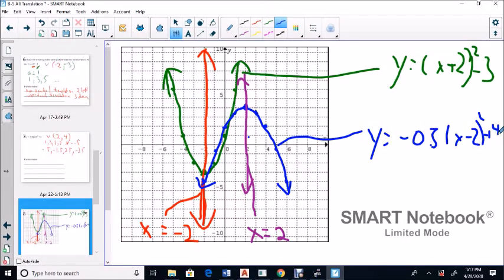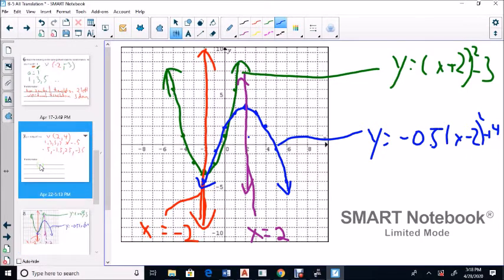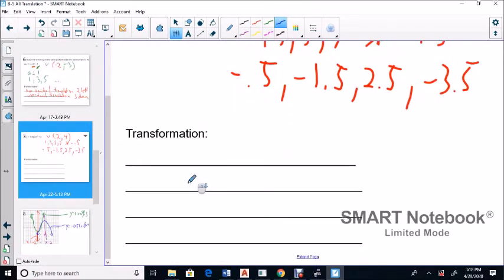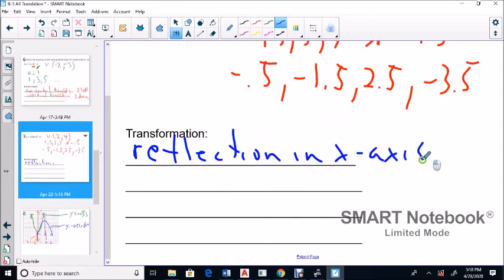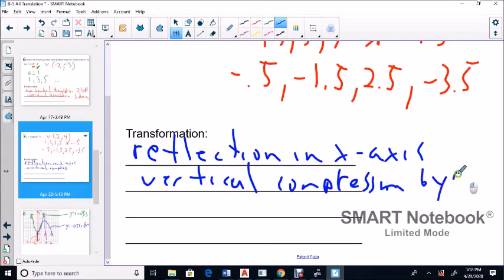Okay, now transformations. Let's go over here, transformation. Let's write it down here. So first transformation is reflection in x-axis. Next one. Oh, we have a vertical compression because it got skinnier. Vertical compression by 0.5.